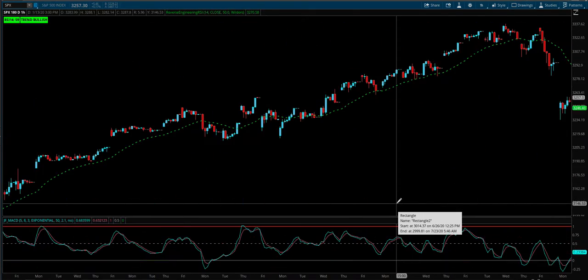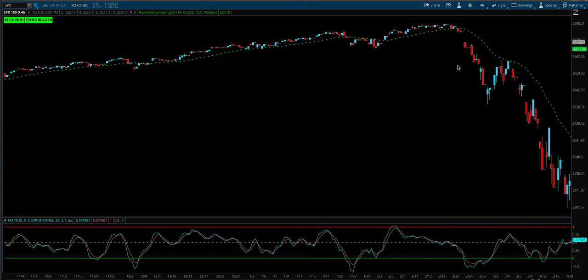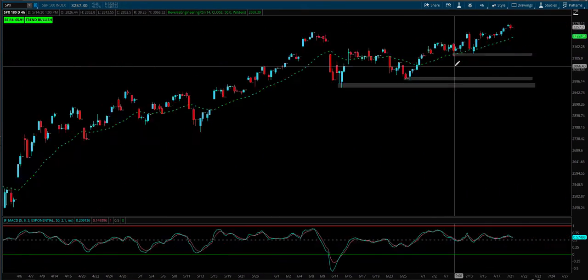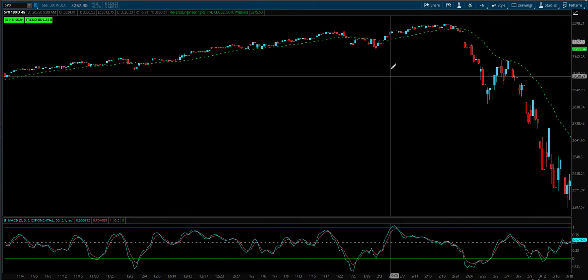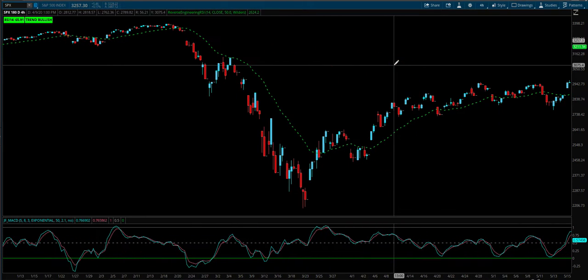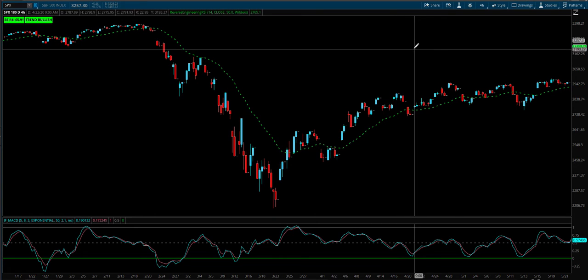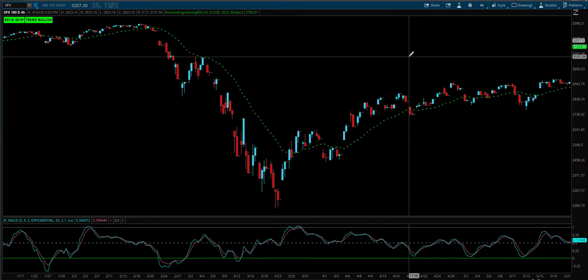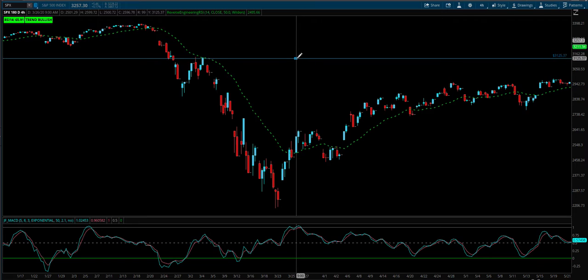Now let's look at some 4-hour charts. Let's see if we can find a resistance zone, but nothing really killing me here. This one's all right. A little bit. Not really loving it. Not that much of a reaction. So let's see.